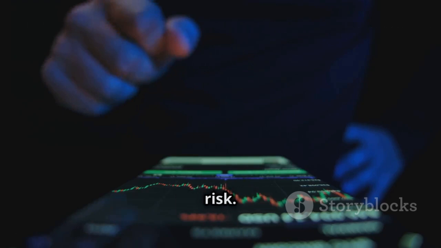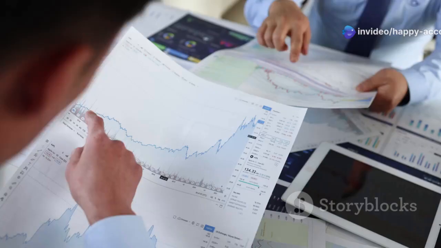Diversify your investments to spread the risk. Remember, a well-informed investor is a successful investor. So, take your time, do your research, and make smart choices.